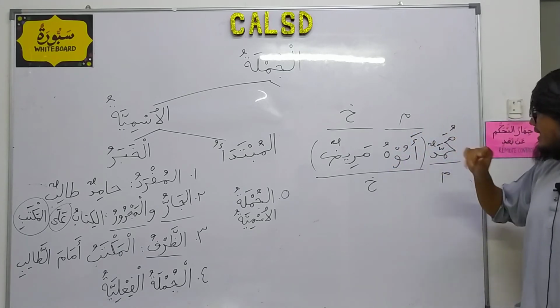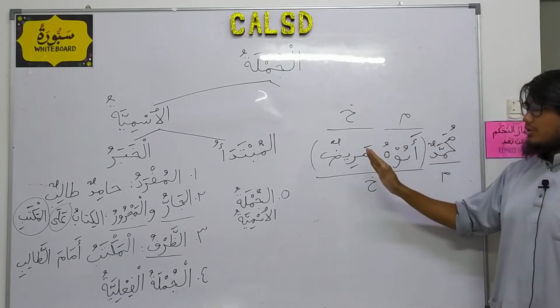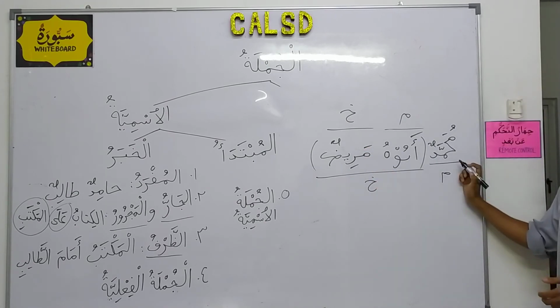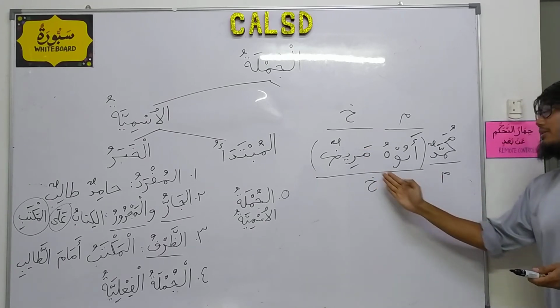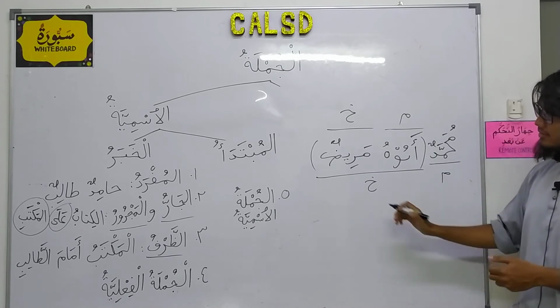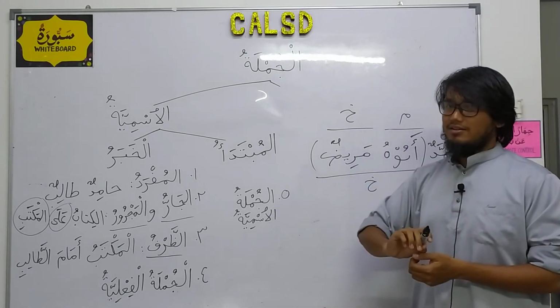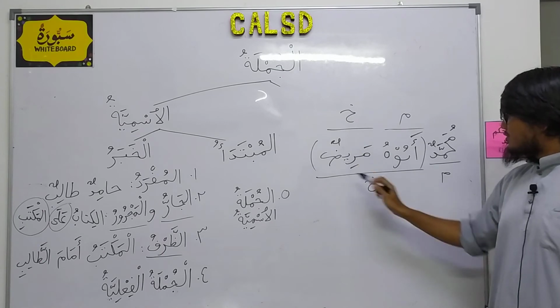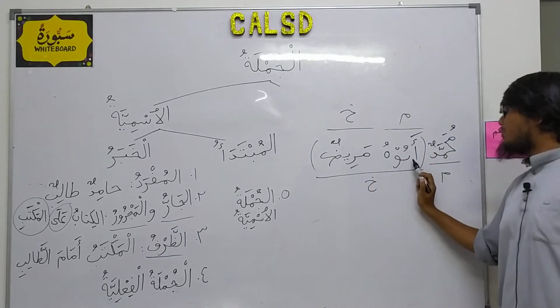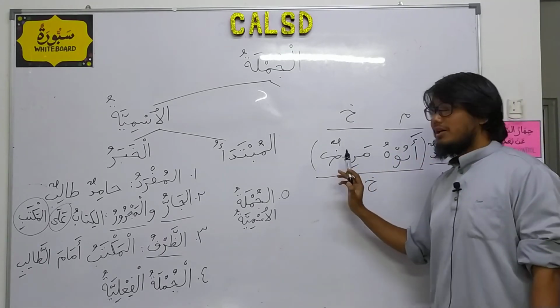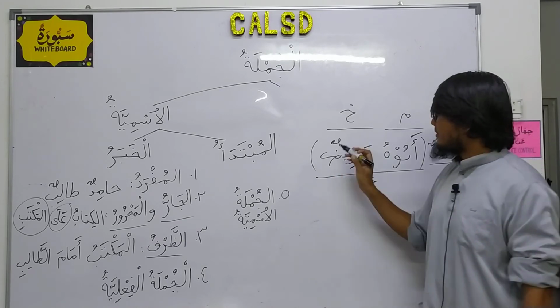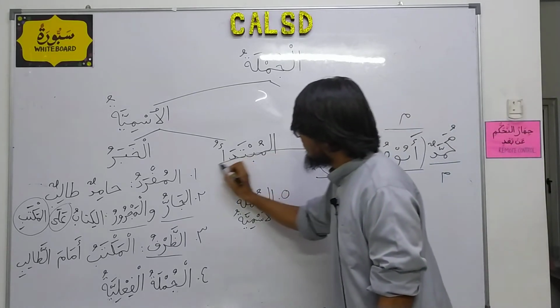So when I say Muhammadun abuhu maridun, where's the mubtada? Muhammadun. Where's the khabar? Abuhu maridun. What type of khabar? Khabar jumlah ismiyah. So in this small jumlah ismiyah, where's the mubtada? Abuhu. Where's the khabar? Maridun. What type of khabar? It comes back to mufrad.